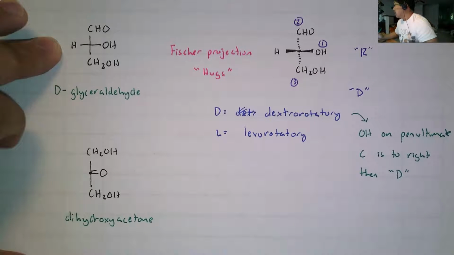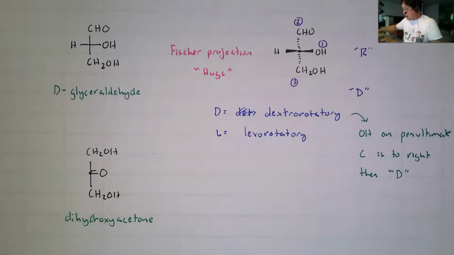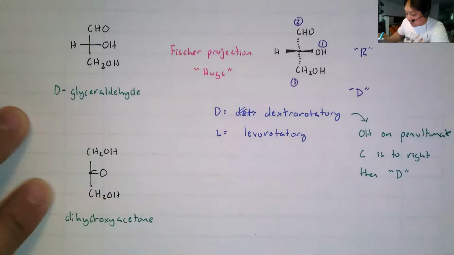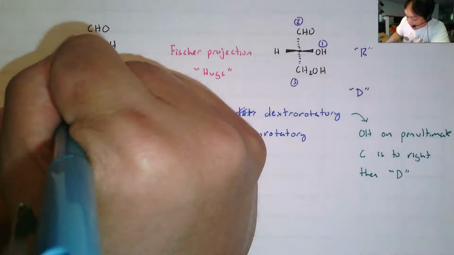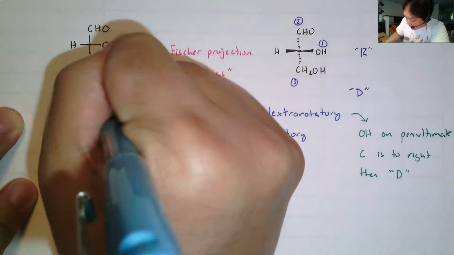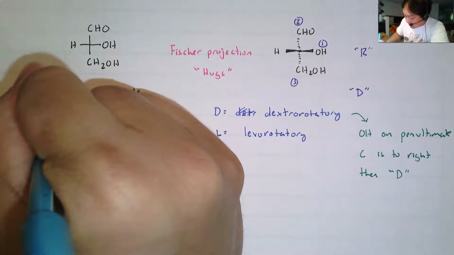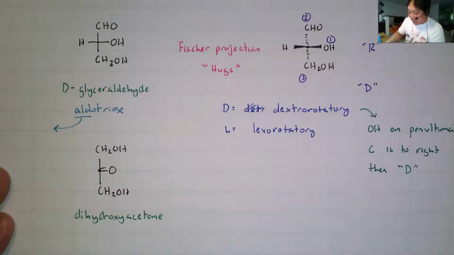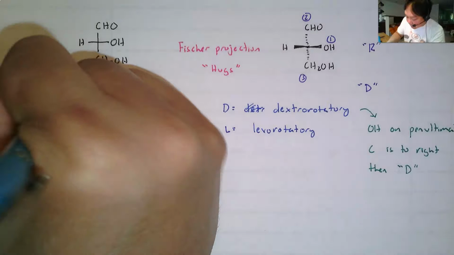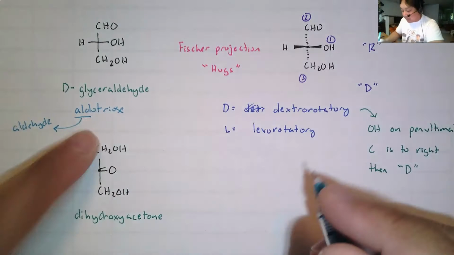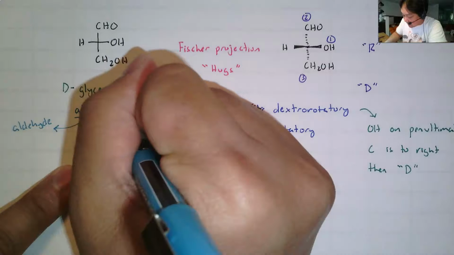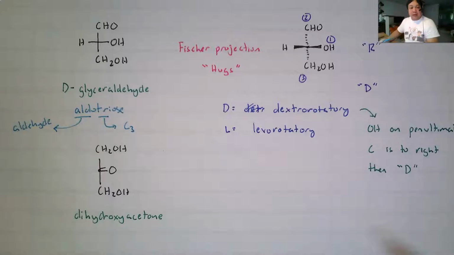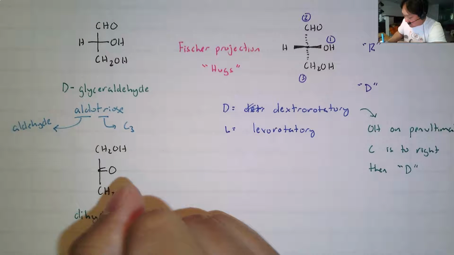Okay, what else do I want to talk about? All right. There's another way to sort of categorize carbohydrates, and I think it's best just to show an example. This is called an aldotriose. So aldo, hopefully you know, is aldehyde. And triose, tri, because there are 3 carbons. And this one is a ketotriose, because you have a ketone group.